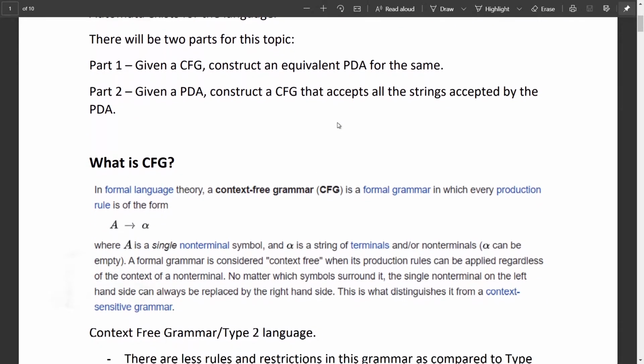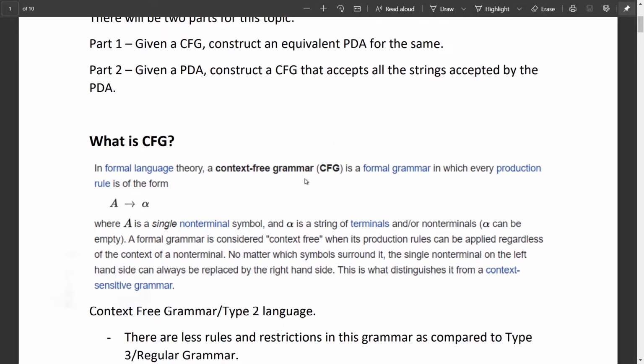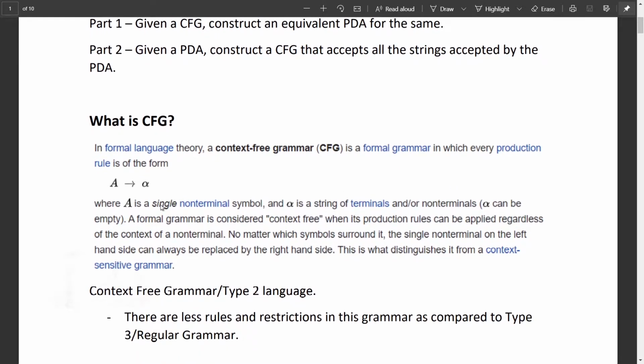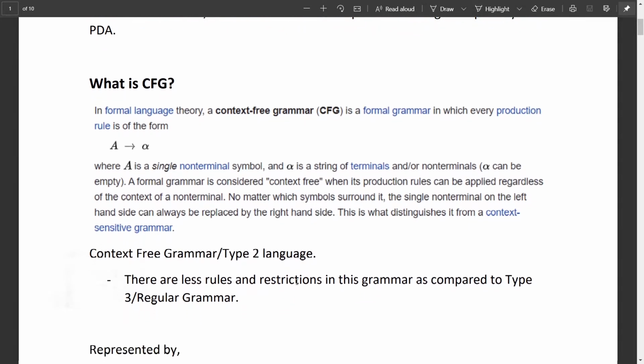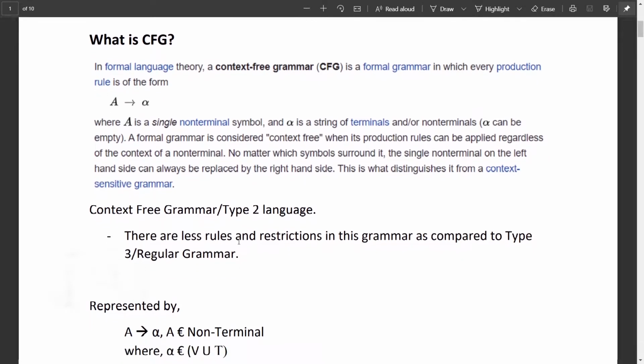So what is a CFG? In formal language theory, a context-free grammar is a formal grammar in which every production rule is of the form A tends to alpha, where A is a single non-terminal symbol and alpha is a string of terminals or non-terminals. You can read the rest of it, but I'll move on.